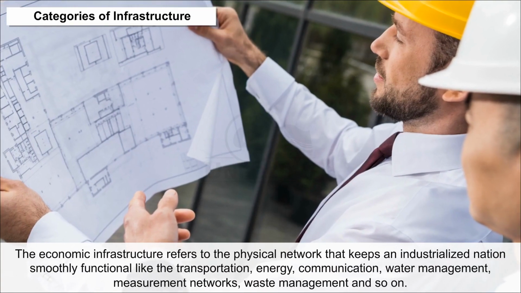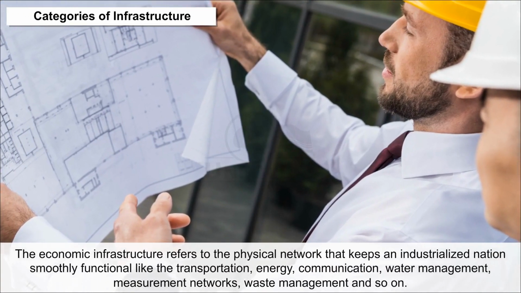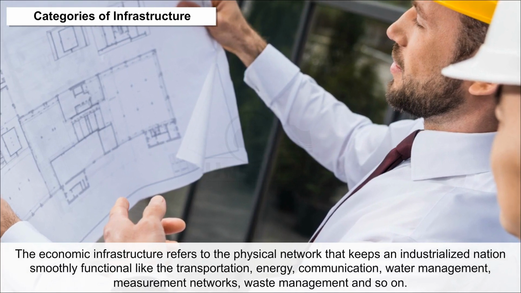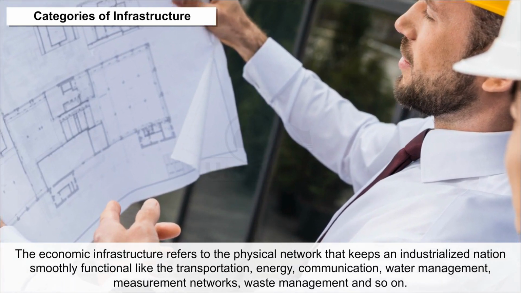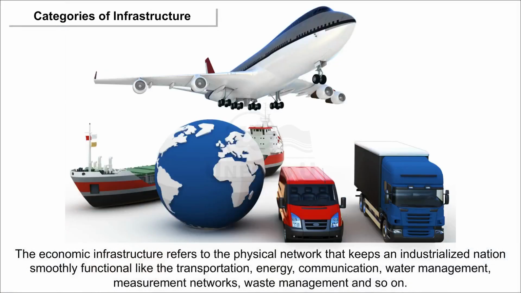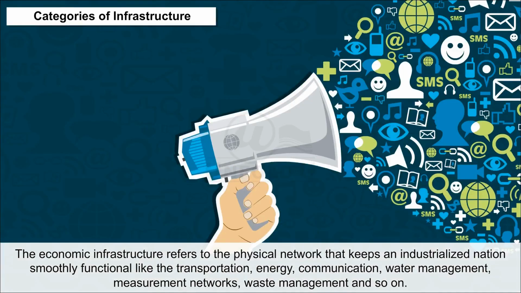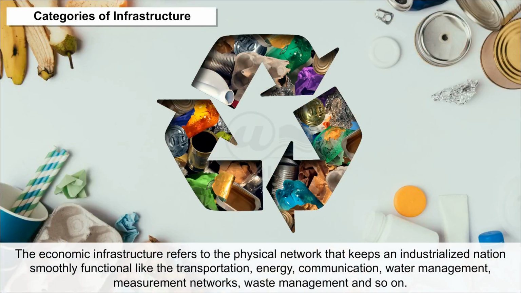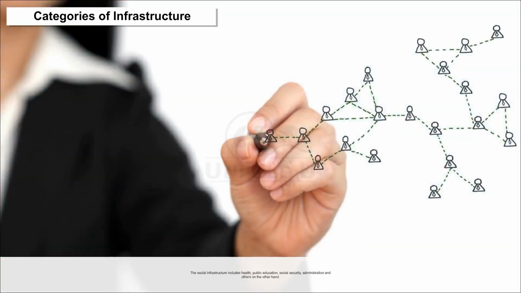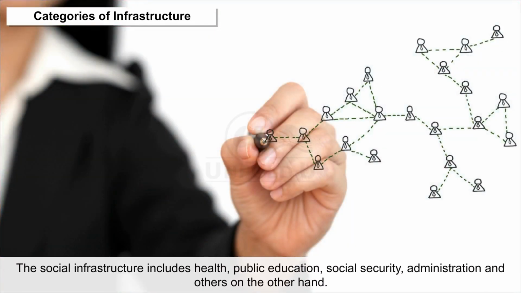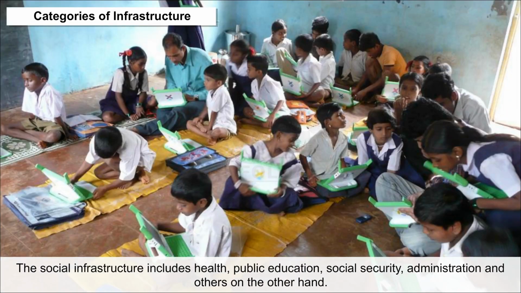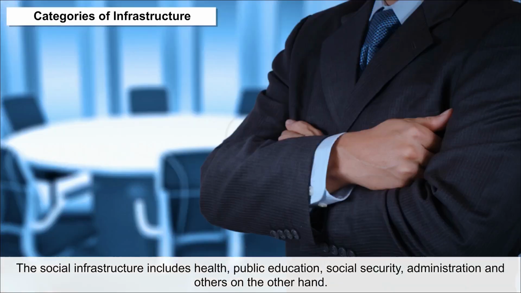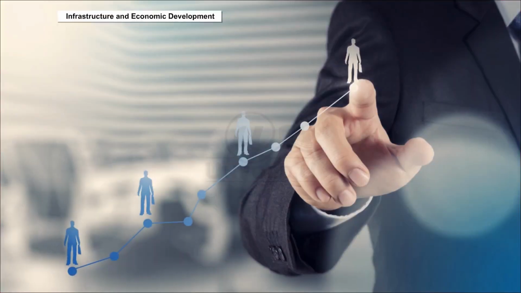The economic infrastructure refers to the physical network that keeps an industrialized nation smoothly functional, like the transportation, energy, communication, water management, measurement networks, waste management, and so on. The social infrastructure, on the other hand, includes health, public education, social security, administration, and others.